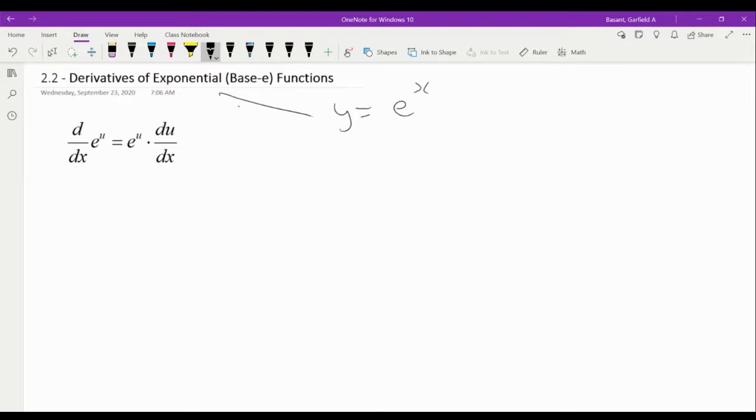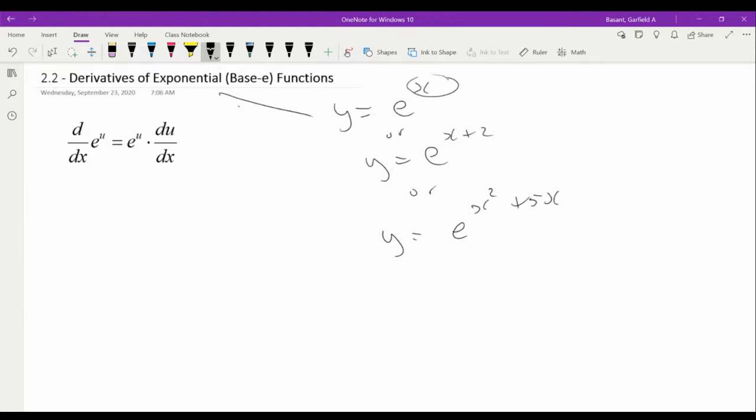Sometimes we don't only have x here. Sometimes there's more than that. It could be x plus 2 or 3x plus 5, or y is equal to e to the x plus 2, or y is equal to e to the x squared plus 5x. We can have anything in the exponent. It doesn't have to be just x. But these are all examples of exponential functions.